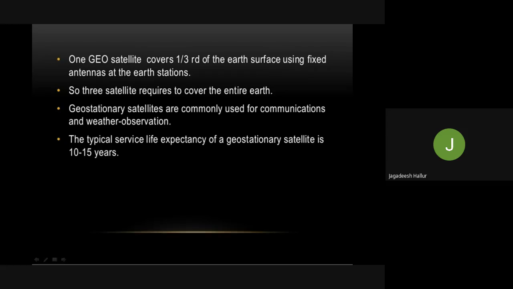Whatever signal is received from the first satellite goes to the Earth station, the signal from the second satellite goes to the Earth station, and whatever signal is received from the third satellite goes to the Earth station.